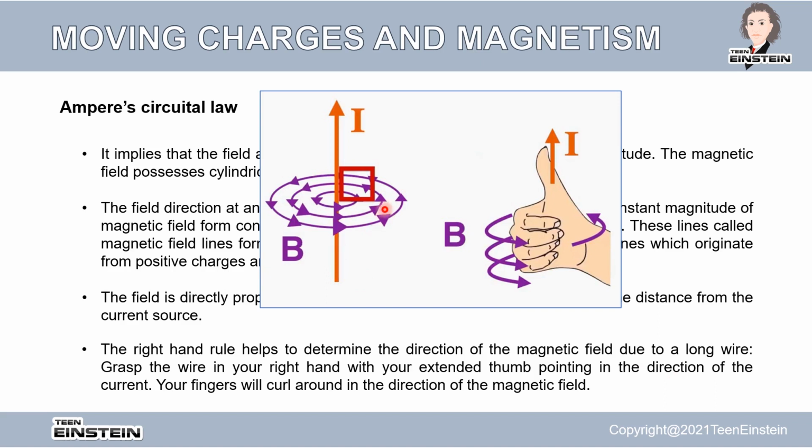So if you look at it here, this is the current carrying wire, and you curl your right hand fingers in such a way that they just grasp your current carrying wire. Then the thumb is pointing towards the current direction. Now the finger curling direction will be your magnetic field direction. So this law is given by the right hand rule. So whenever you have a current carrying wire, if you want to find out the direction of the magnetic field, then you can use the right hand rule.